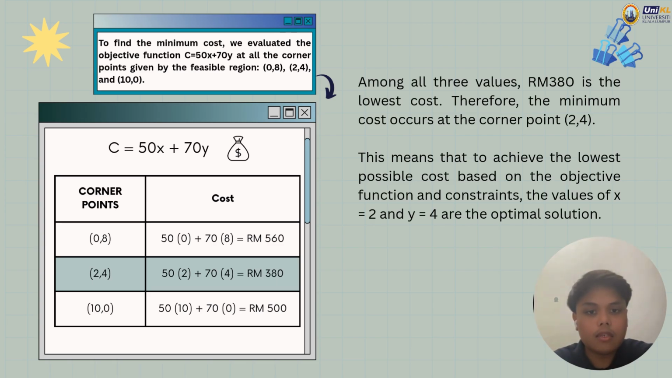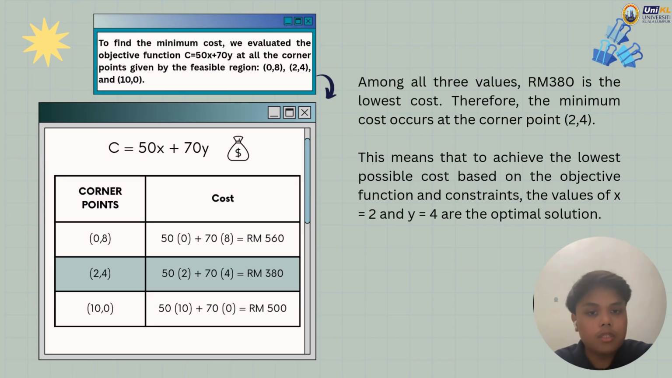Corner point number 1, x equal 0, y equal 8. C equal 50 multiply 0 plus 70 multiply 8, and the total is Rm 560. Corner point number 2, x equal 2, y equal 4. C equal 50 multiply 2 plus 70 multiply 4, and the total cost is Rm 380. And the last corner point, x equal 10, y equal 0. C equal 50 multiply 10 plus 70 multiply 0, and the total cost is Rm 500.